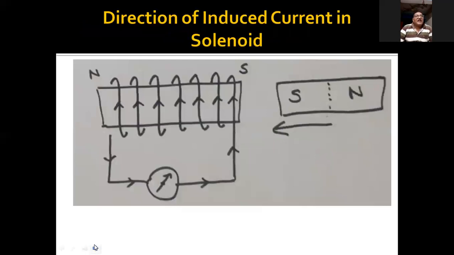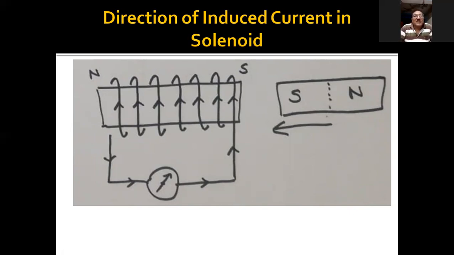Here we have a little same kind of situation, but a little different. Here I have a solenoid, again the same coil, connected with a galvanometer. The pointer of the galvanometer will be in the center when there is no induced current in the solenoid. Here I have a permanent magnet, and this permanent magnet's south pole is facing the right side of the solenoid, and this permanent magnet is moving towards the right side of the solenoid.